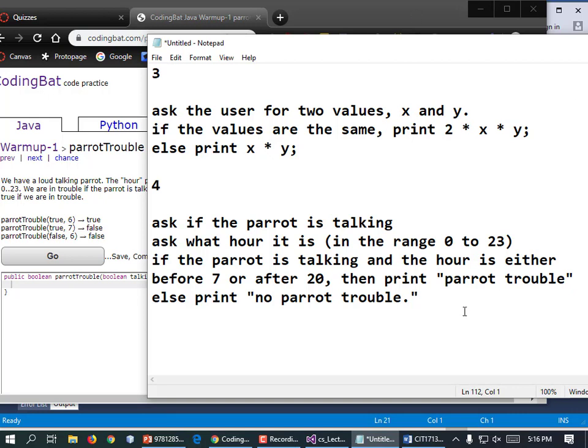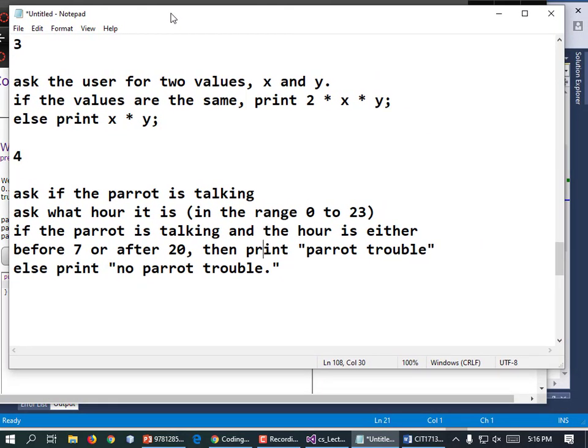Hope this one's worded well enough. If the parrot is talking and the hour is either before 7 or after 20, I hope that's worded clearly. Because if it's too early in the morning and the parrot's talking, then it's a problem. If it's after 8 o'clock at night and the parrot's talking, we're in trouble. All right. Does that make sense, guys? Simple logic problems using and, or, and if and else. Look okay? Hope so. All right.